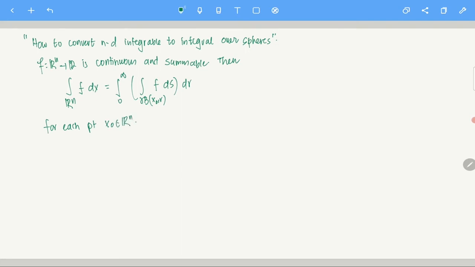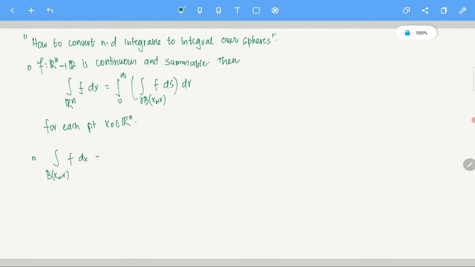Clear? So basically what I am doing, I think I discussed this earlier, right? If you want to integrate f over Rn, first integrate over a sphere ∂B(x0, r), and then run the radius of the sphere from 0 to infinity. You are done, right? Now if you change Rn to B(x0, r), then this infinity gets changed to r.